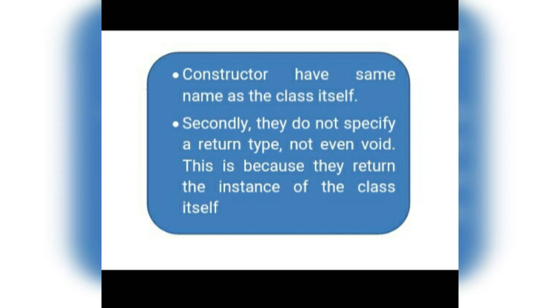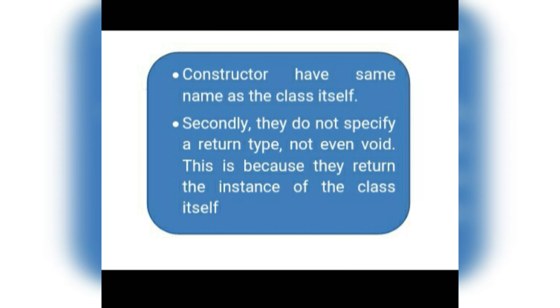That means a constructor has the same name as the class itself. My dear friends, remember that a constructor is a method, and its name is the name of the class itself. Now secondly, note that it does not specify a return type. It does not have a return type, not even void. Just remember this while you are working with a constructor: this is because they return the instance of the class itself. Here is the reason why we don't have a return type, because they only return the instance of the class itself.